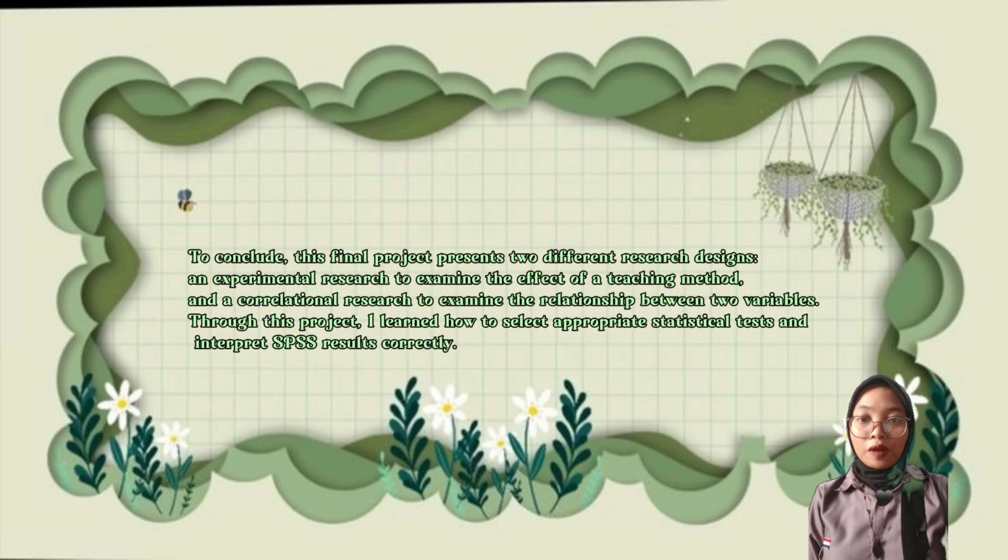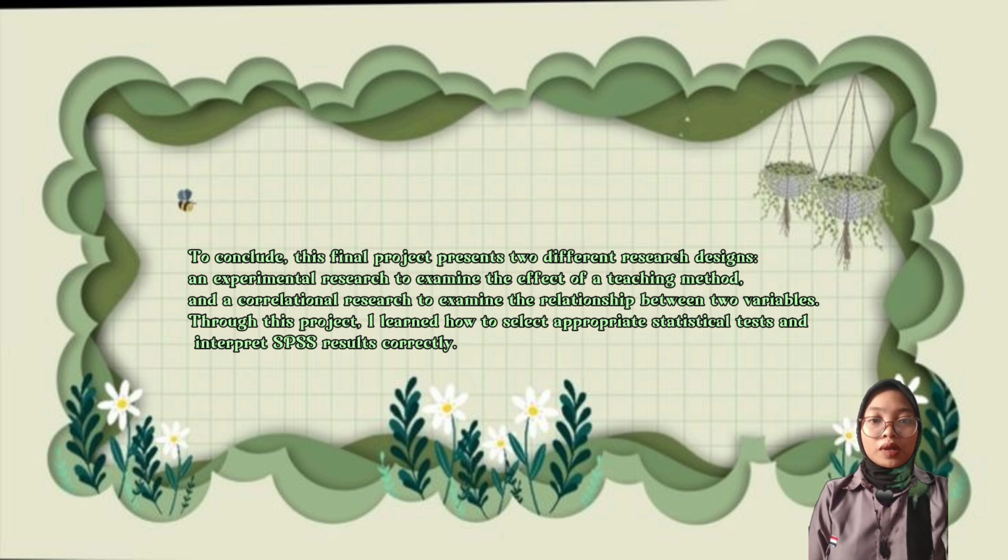So, to conclude, this final project presents two different research designs: an experimental research to examine the effect of a teaching method and a correlation research to examine the relationship between two variables. Through this project, I learned how to select appropriate statistical tests and interpret SPSS results correctly.